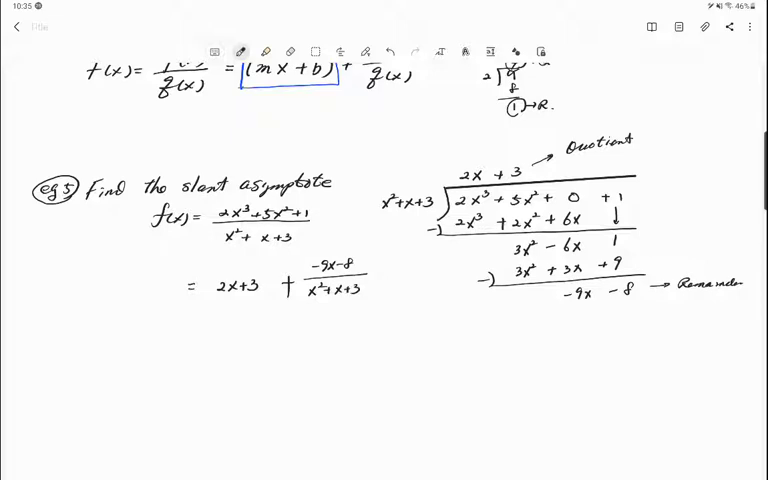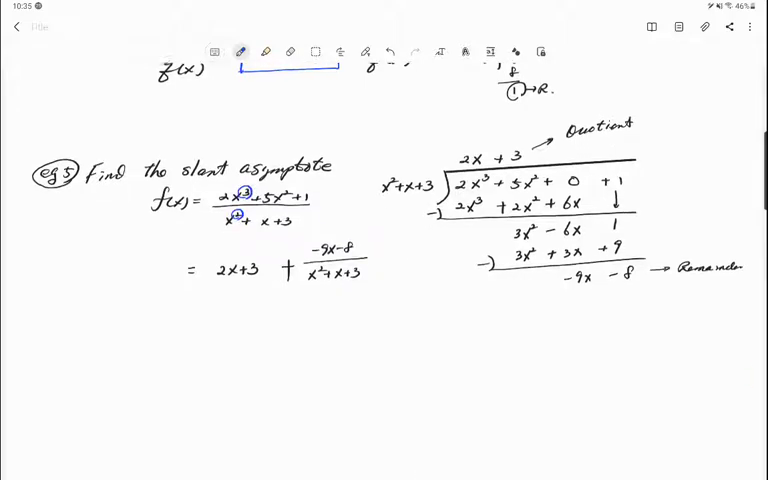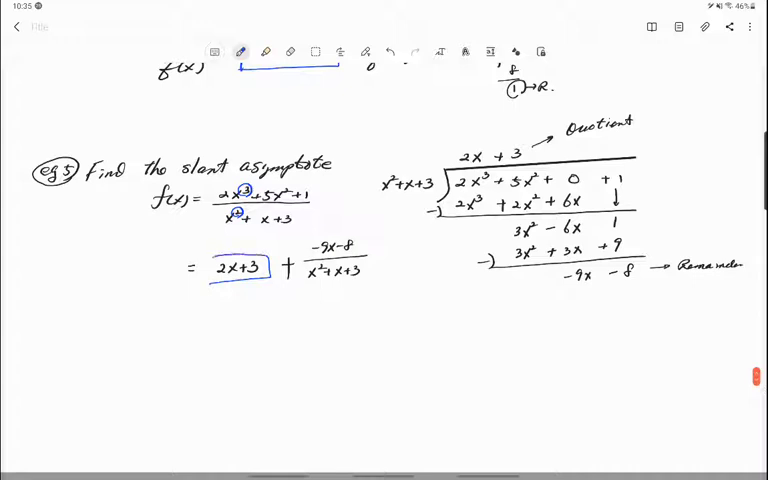Can you see it? So in this case, look at this. The degree is 3, so we are dividing by 2, right? So this time we have a linear. So this is the slant asymptote. If this is quadratic, then the quadratic graph is the asymptote. All right, so this is the slant asymptote.